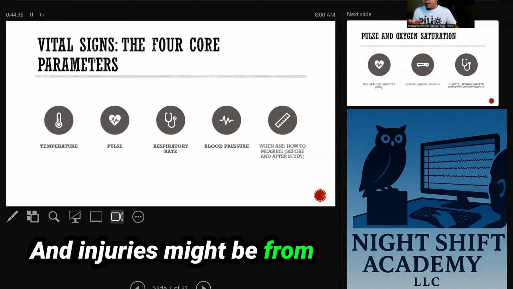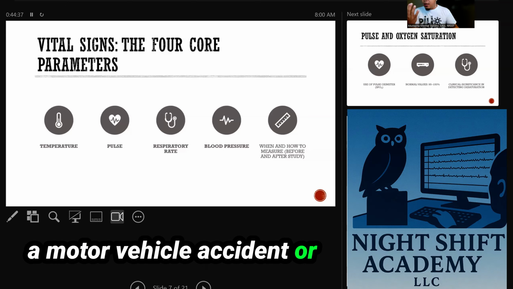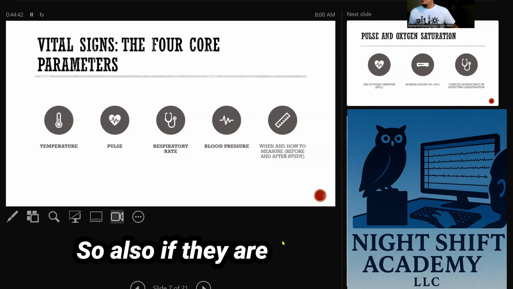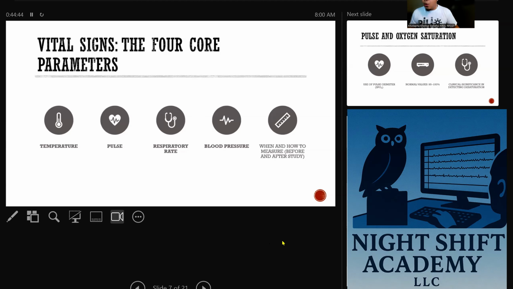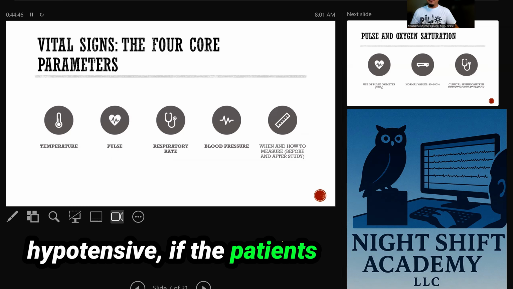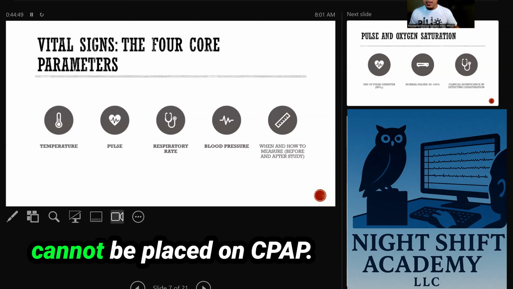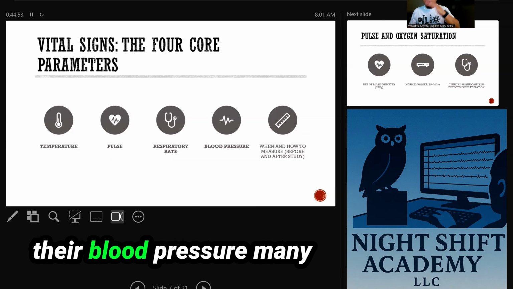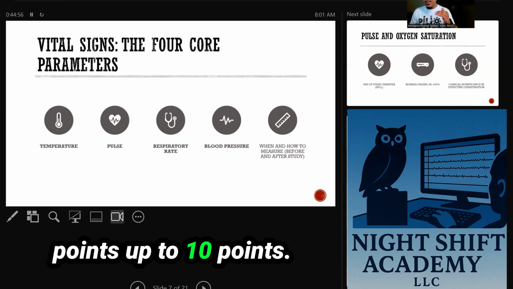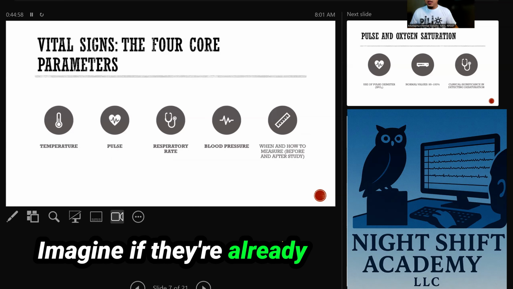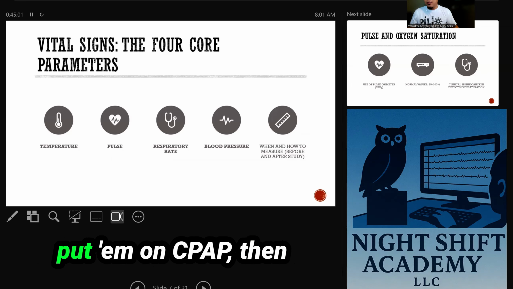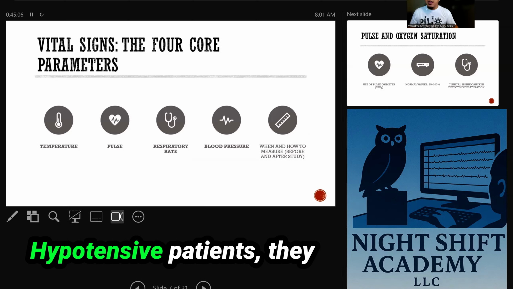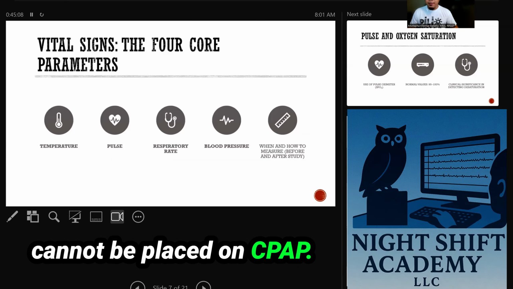And injuries might be from a motor vehicle accident, or maybe they're UFC fighters and they just got punched in the nose and then they do a sleep study. So also if the patients are hypotensive, they cannot be placed on CPAP. Okay, because CPAP can drop their blood pressure many points, up to 10 points. Imagine if they're already 90 over 40 and then you put them on CPAP, then they'll drop to the 70s or 80s over 30s. Hypotensive patients, they cannot be placed on CPAP.